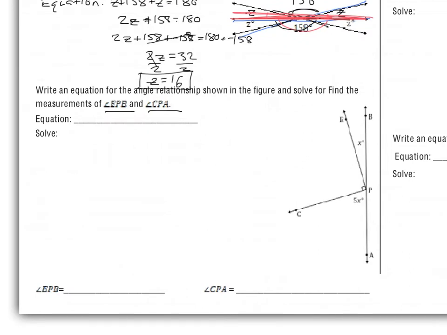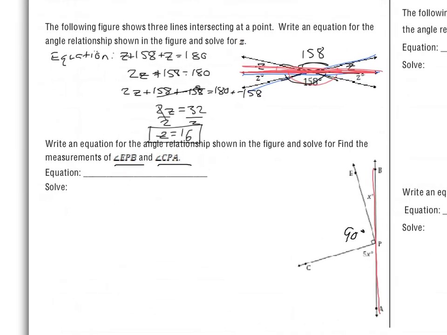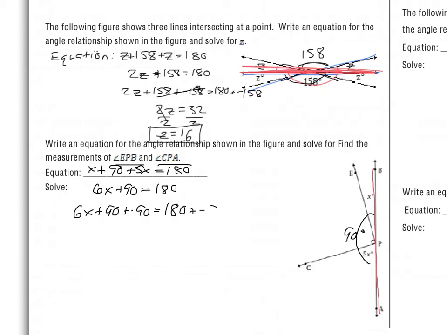So looking at this one quite clearly, noticing we're on a line here. I notice that this is labeled as a 90-degree angle. It's going to help me with my equation. These are all going to set up to be equal to 180 as I come around here. So x, 90, and 5x. X plus 90 plus 5x is equal to 180. Combine my like terms. That's going to give me 6x plus 90 is equal to 180. 6x plus 90 plus negative 90 equal to 180 plus negative 90.